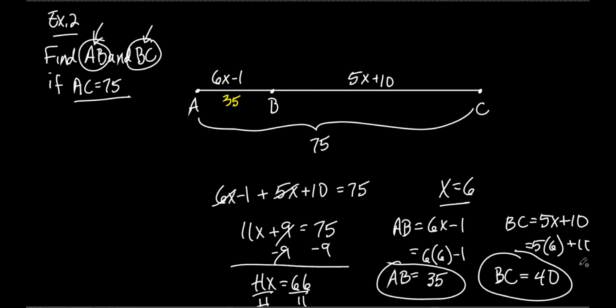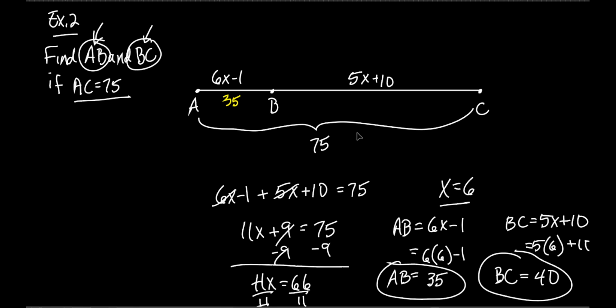Did anybody see this? There's a little bit of an easier way to find BC instead of plugging it into 5x plus 10. Look at what I got right here. The whole thing is 75, right? And we found this little bit right here is 35. What's an easy way to figure out BC without plugging a 6 into 5x plus 10? Subtract. Subtract 35.